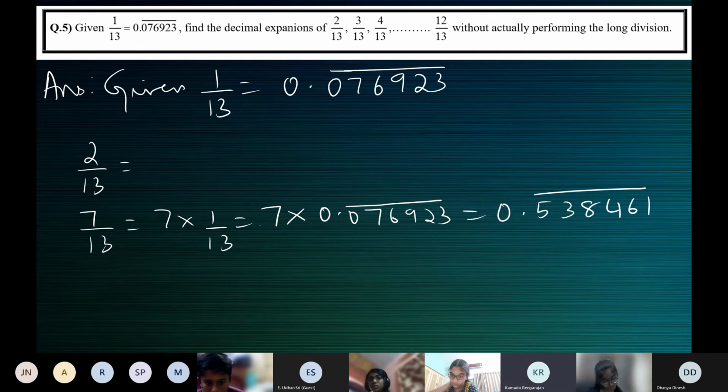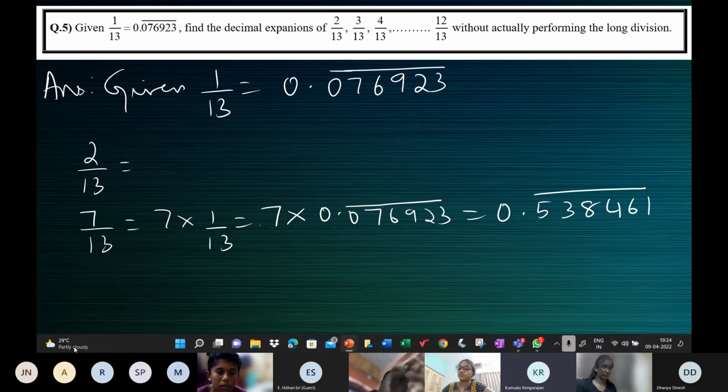So first, 7 by 13 is 7 into 1 by 13. Then 7 into the value of 1 by 13 you must write, which is given. Then you should multiply and give the answer. Don't forget to put the bar. Now we'll do one more. 11 by 13 we'll do, or we'll do 12 by 13. I'm clearing the screen.